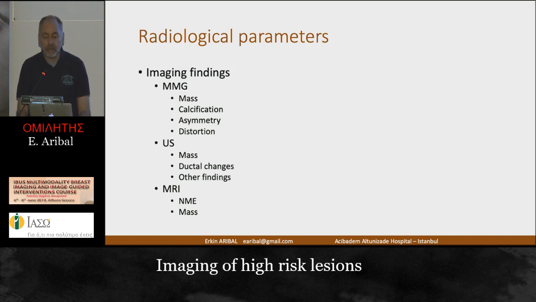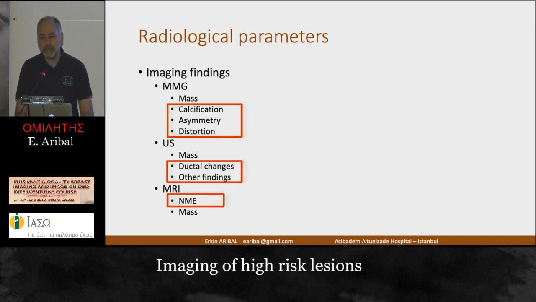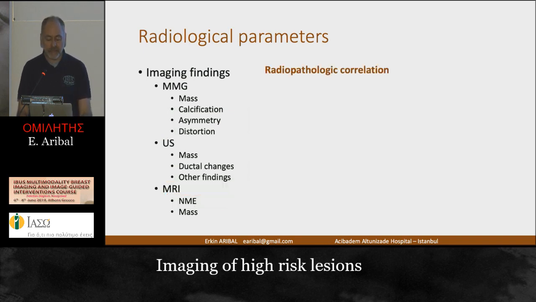And what are the radiological parameters of these findings? We may see a lot of different images, but particularly these lesions present themselves with calcifications, asymmetries, or distortions. In ultrasound, there are ductal changes or other findings like retraction, and on MRI, most of the time they are non-mass enhancements. So if we see a mass, it's easier to evaluate, but if we see these other findings, it's not that easy. And radiopathologic correlation is very important.